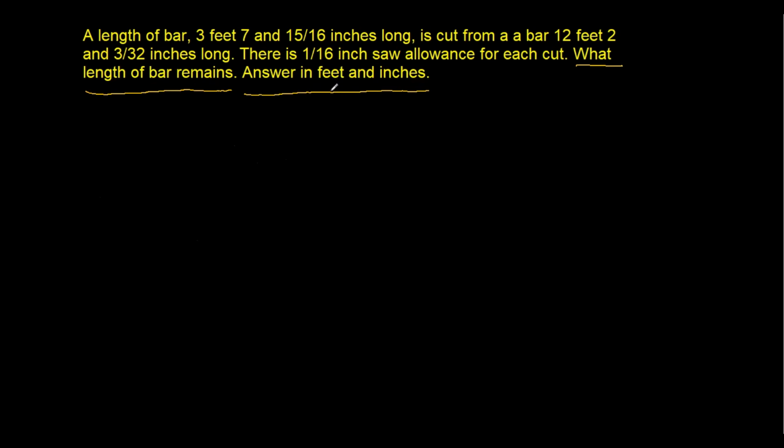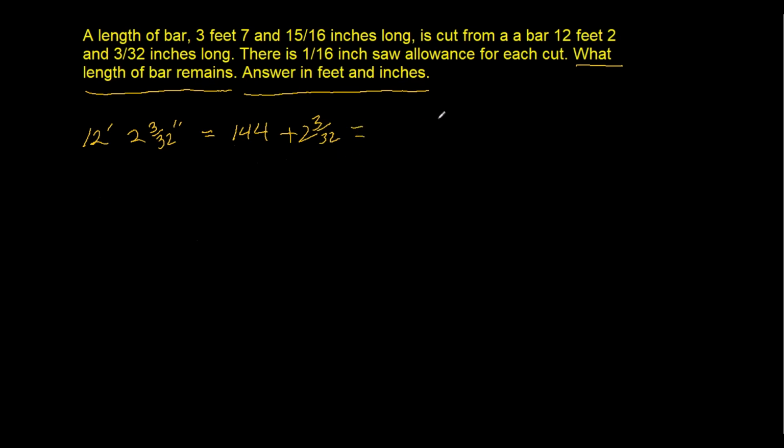So where are you going to start? Well, you're going to start with how long is your bar? Your bar is right here: a bar 12 feet, 2 and 3/32 inches long. So the first thing we're going to have to do is get this all into inches. There are 12 inches to each foot, and there are 12 feet, so 12 times 12 is 144, plus 2 and 3/32. So we add those together now that they're all in the same unit.